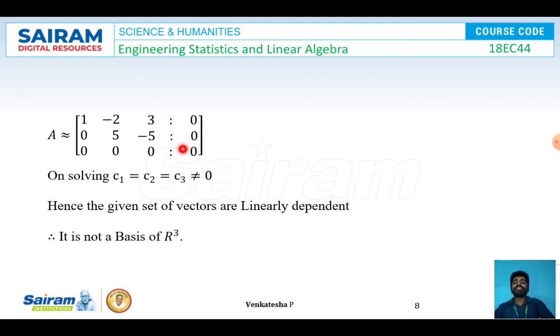So with this we can say that C3 is a free variable. I'll assume that C3 is equal to K. So if C3 is equal to K, we cannot conclude that C1, C2, C3 are all 0. Hence C1 and C2 are nonzero, and C3 is not equal to 0. Hence the given vectors alpha 1, alpha 2, alpha 3 are linearly dependent. Hence we can't form a basis. Therefore it is not a basis of R^3.